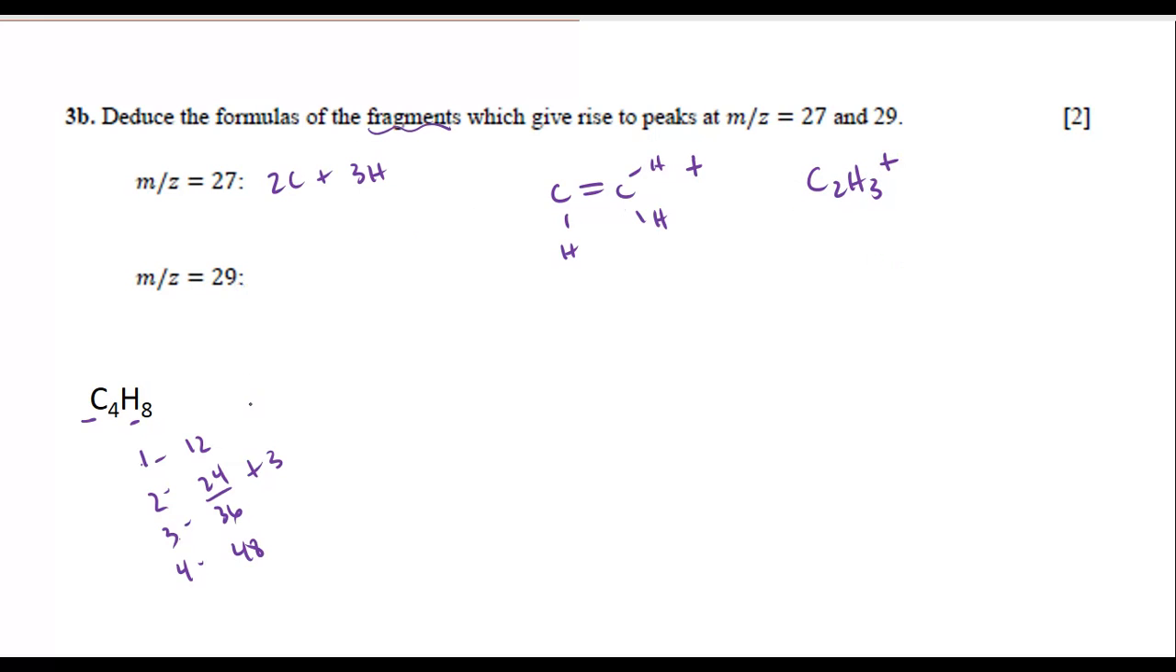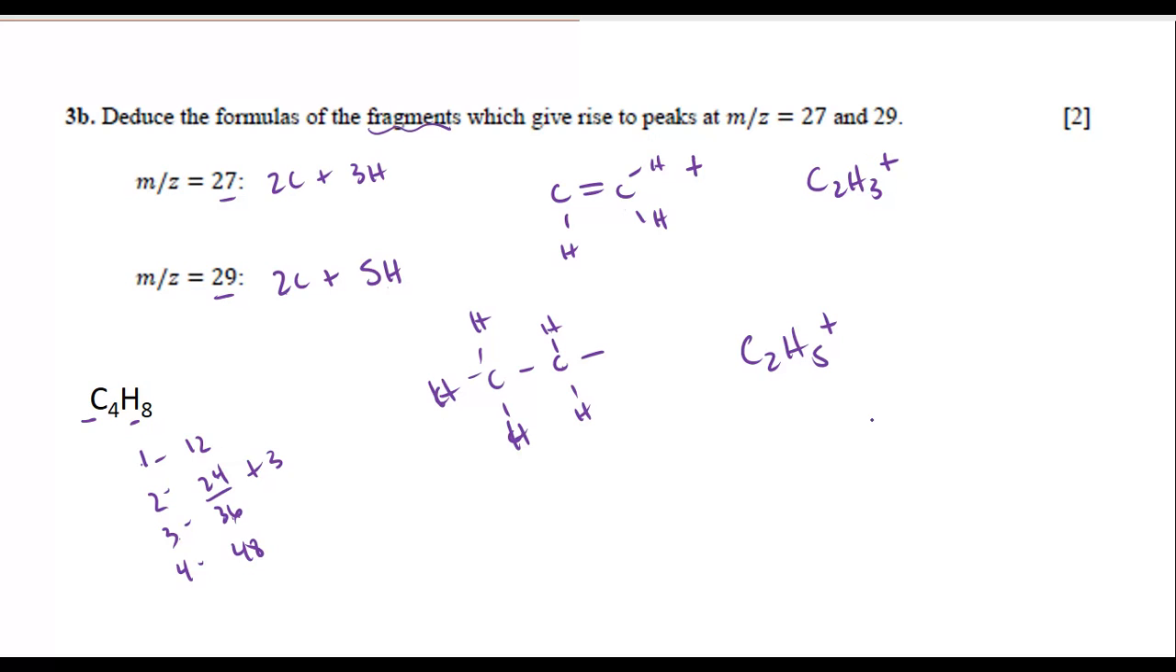29, I'm going to do the same thing. I know it's between 24 and 36, and so I'm going to go with 2 carbons and 5 hydrogens, because 2 times 12 is 24, plus 5 is 29. So what that would look like is more likely a methyl group. Whoa, those are hydrogens, not carbons. A methyl group, and then another carbon with 2 hydrogens. So C2H5 with a plus is my fragment at 29, and at 27, C2H3 plus.